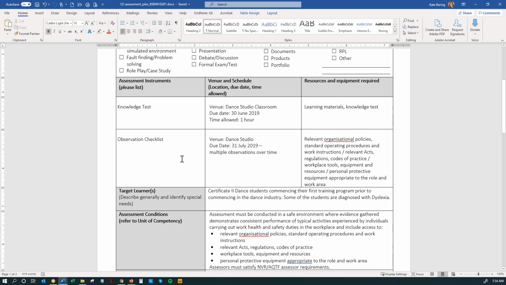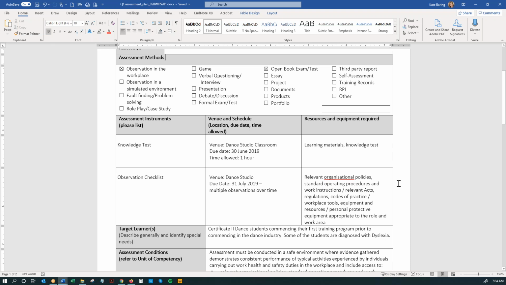These are the physical things that you put on the desk after you've completed your assessment method to show, here's the evidence that I have to say, hand on heart, that person could be deemed as competent. Then you need to provide details about the location, due date, time allowed, anything logistical to do with it, along with any resources and equipment.